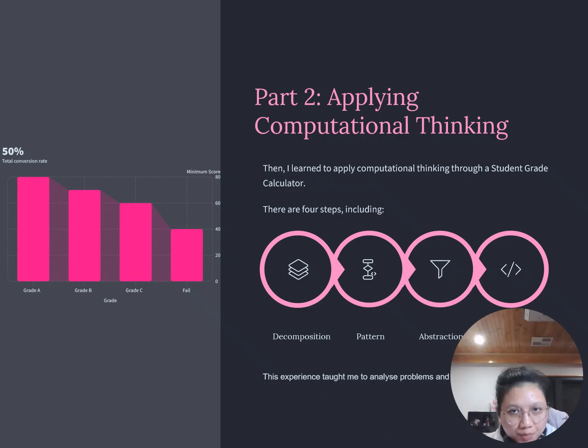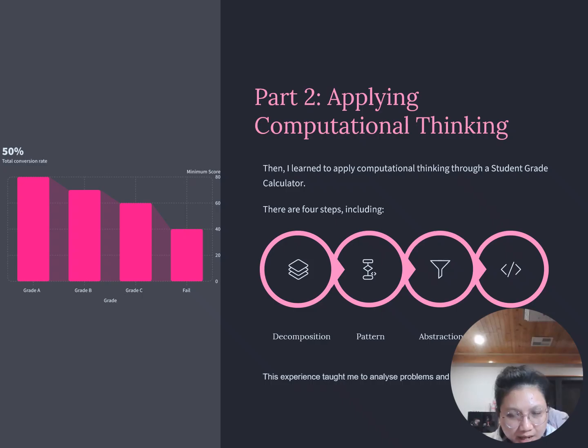Then I learned to apply computational thinking through a student grade calculator. The four steps include decomposition, which breaks the problem into tasks consisting of receiving marks, calculating the average, determining the grade, and displaying the result. Pattern recognition identifies the common process including inputting marks, calculating the average, comparing with grading rules, and displaying the grade. Abstraction focuses on relevant information, including the student's name, marks, average, and grade.